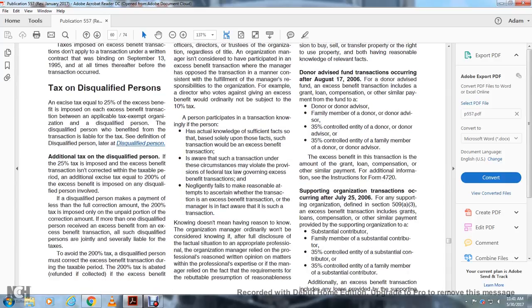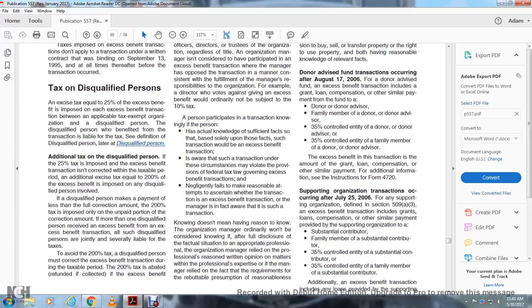An excise tax equal to 25% of the excess benefit is imposed on each excess benefit transaction between an applicable tax-exempt organization and a disqualified person. The disqualified person who benefited from the transaction is liable for the tax, as defined in disqualified persons, later. Additional tax on the disqualified person: if the 25% tax is imposed on the excess benefit, and the transaction is not corrected within the taxable period, an additional excise tax of 200% of the excess benefit is imposed on the disqualified person involved.